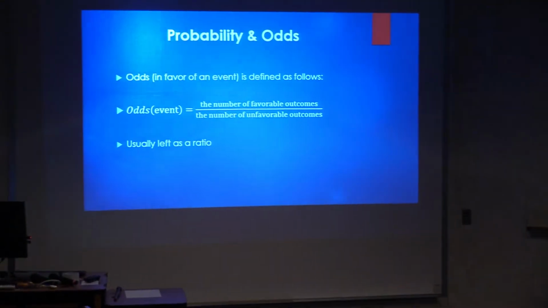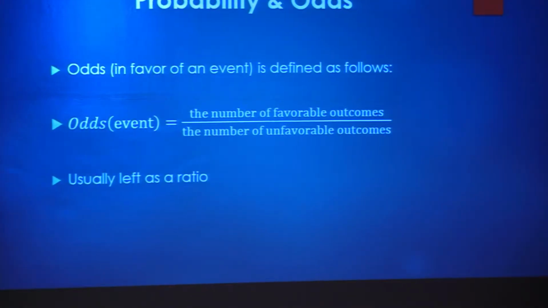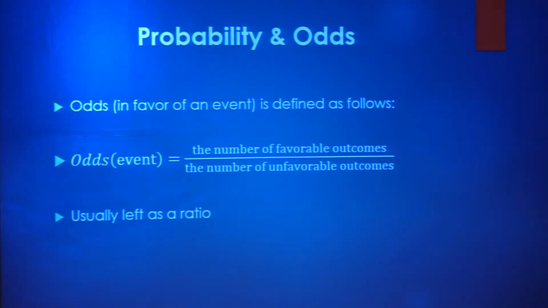The odds is a little bit different. The numerator, you will notice, is the same. It's the number of favorable outcomes divided by the number of unfavorable outcomes. So I'm going to give you an example so that you get an idea how different probability and odds are.